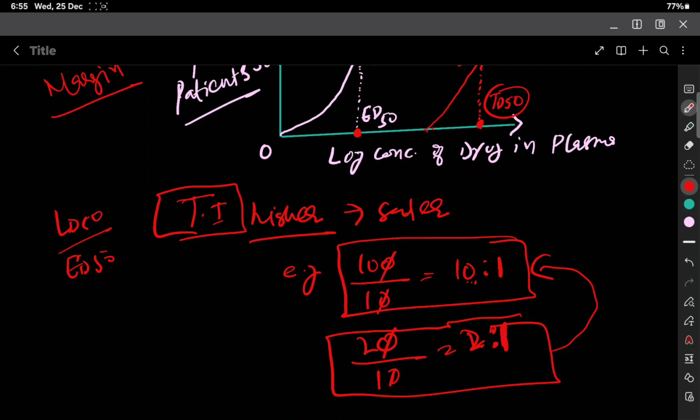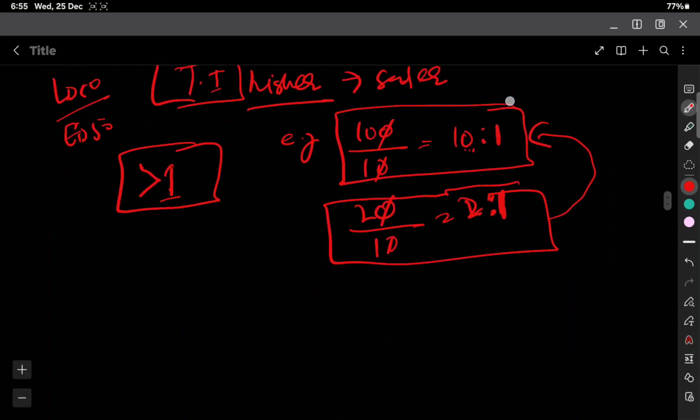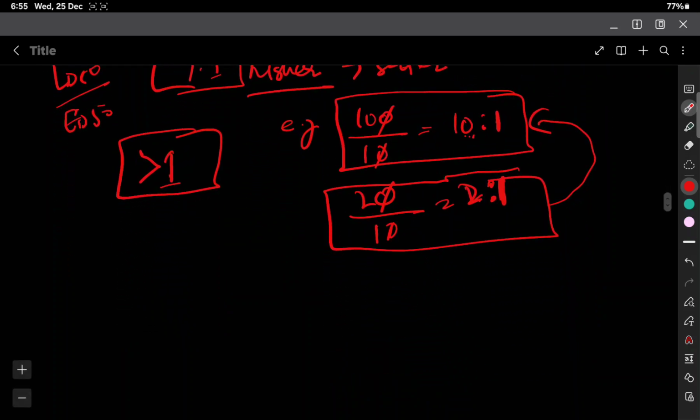A safe drug must have a therapeutic index greater than 1. Normally the therapeutic index must be greater than 1. So we consider a drug safe whose therapeutic index is greater than 1 or equal to 1. If it is less than 1, the drug is not considered safe. For example, I will give examples of drugs that have high and low therapeutic index.